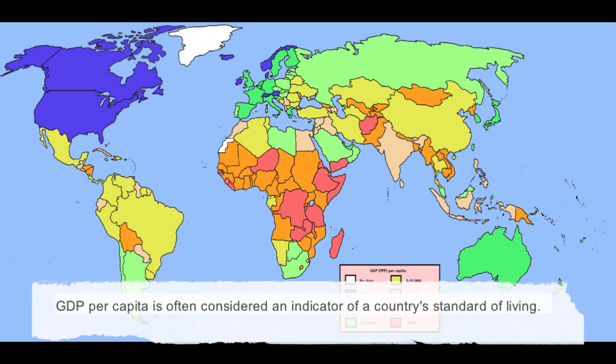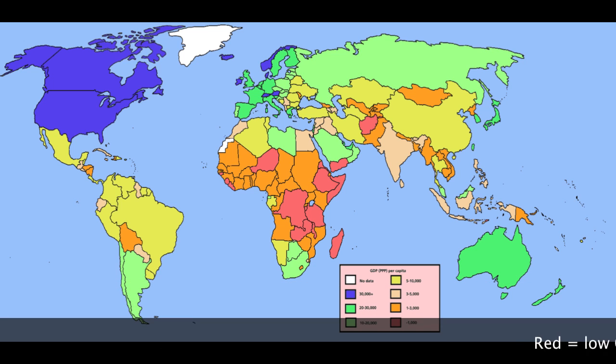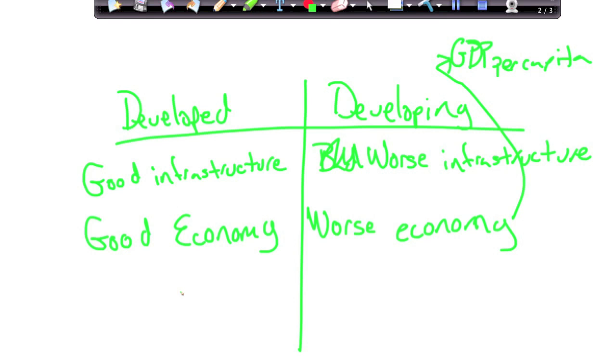GDP is the value of all goods and services produced within a country in a given year, and per capita divides it by per person. So the higher your GDP per capita, the stronger your economy. For example, the United States has somewhere near 40,000, and a country like the Congo might be somewhere near $400 or $500 GDP per capita. So that's kind of a good indicator.